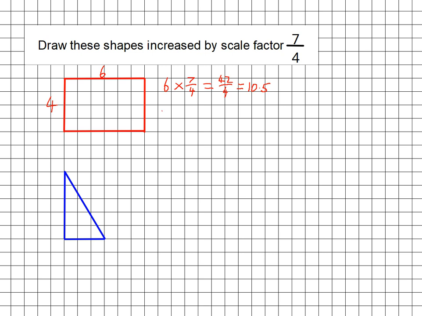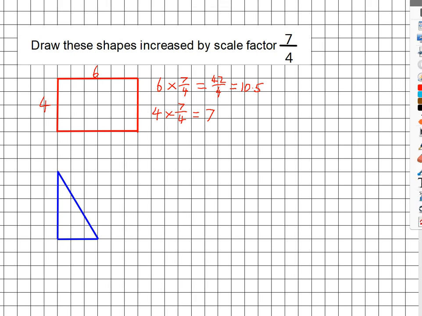Okay, and the next one is 4 times 7 over 4. 4 times 7 is 28, divided by 4 takes us back to our 7 again. Okay, so that's our two lengths, so 10.5 and 7. Okay, that is going to be quite a big rectangle this time. So we'll start here, and we have to go along by 10.5, so that's 2, 3, 4, 5, 6, 7, 8, 9, 10 and a half.